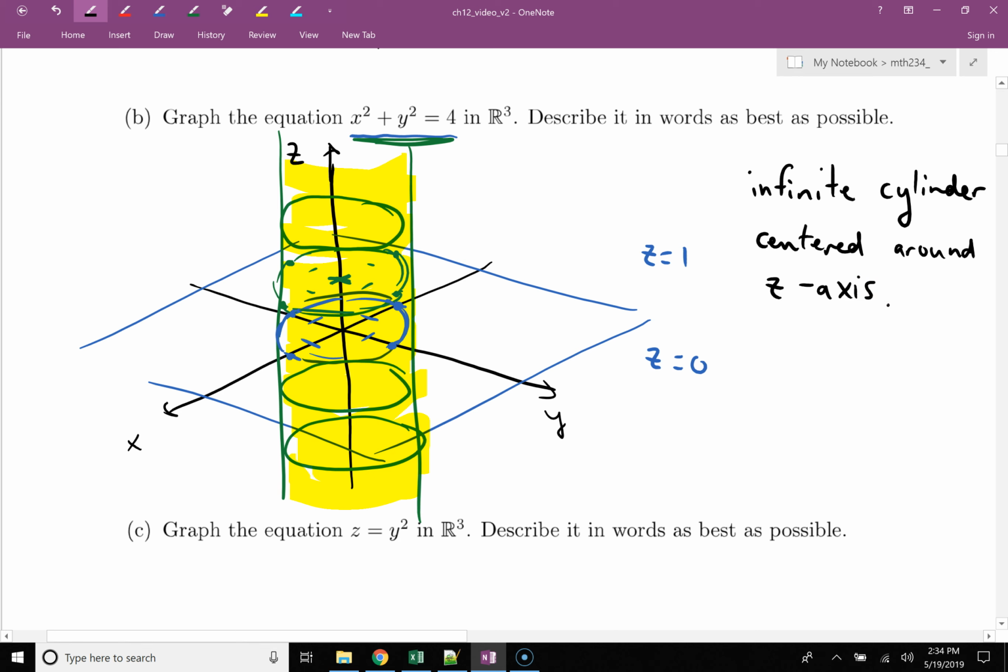And so again, this fact that we didn't have any restrictions on z, this is what helped us sketch this picture here, is that we knew that we just took that circle and we were allowed to drag it really in the z direction, because z could be anything.